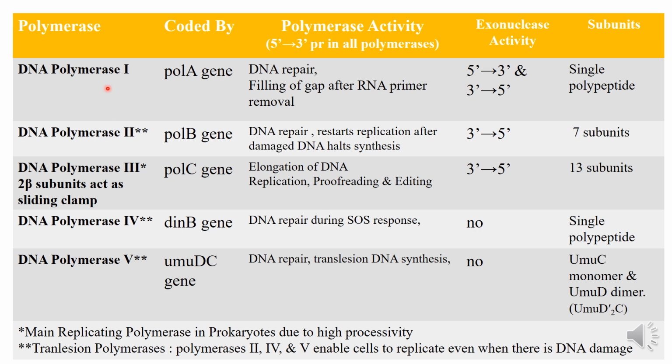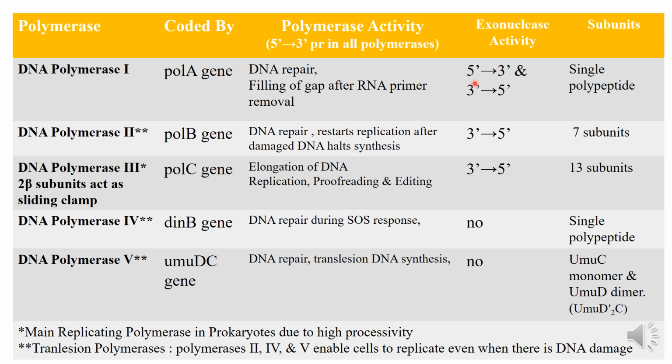DNA polymerase 1 is coded by POL A gene. It has the 5 prime to 3 prime polymerase activity. Its main function is to carry out DNA repair. It removes and replaces RNA primers, fills the gap after removal of RNA primer.